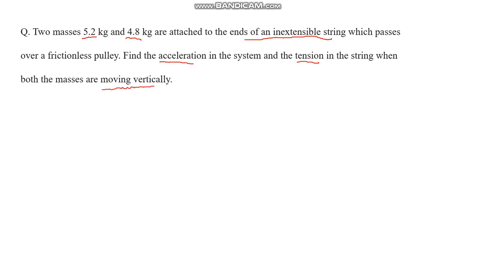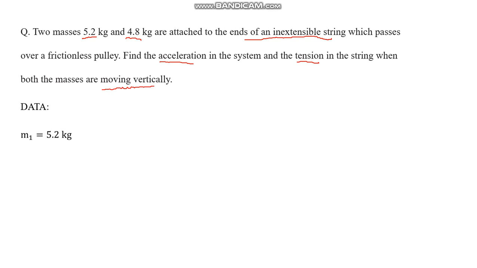As we have learned that there are two cases, we have understood that there are two masses, 5.2 and 4.8, and they are talking about tension in string. But which case, either case 1 or case 2? With the help of the information that both the masses are moving vertically, we can identify that they are talking about case number 1, when both the bodies are hanging vertically. So now we will use the formula for acceleration and tension accordingly. First we'll make the data.